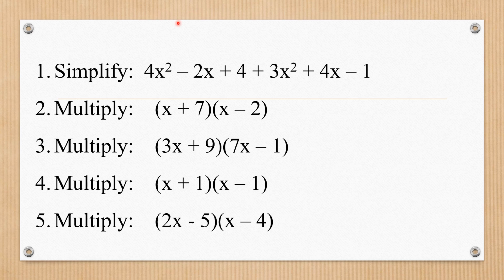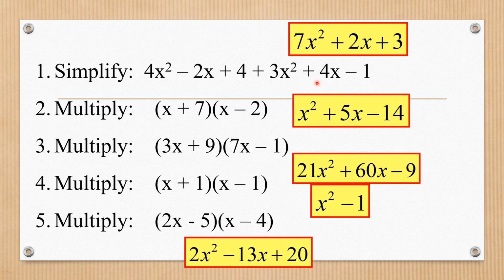Okay, so we have here example number one. It was 4x squared minus 2x plus 4 plus 3x squared plus 4x minus 1. So we need to combine all of this. The answer is 7x squared plus 2x. So what happened here? We just combine this one. 4x squared and 3x squared, that's 7x squared, and then 4x minus 2x is 2x, and then 4 minus 1 is 3.